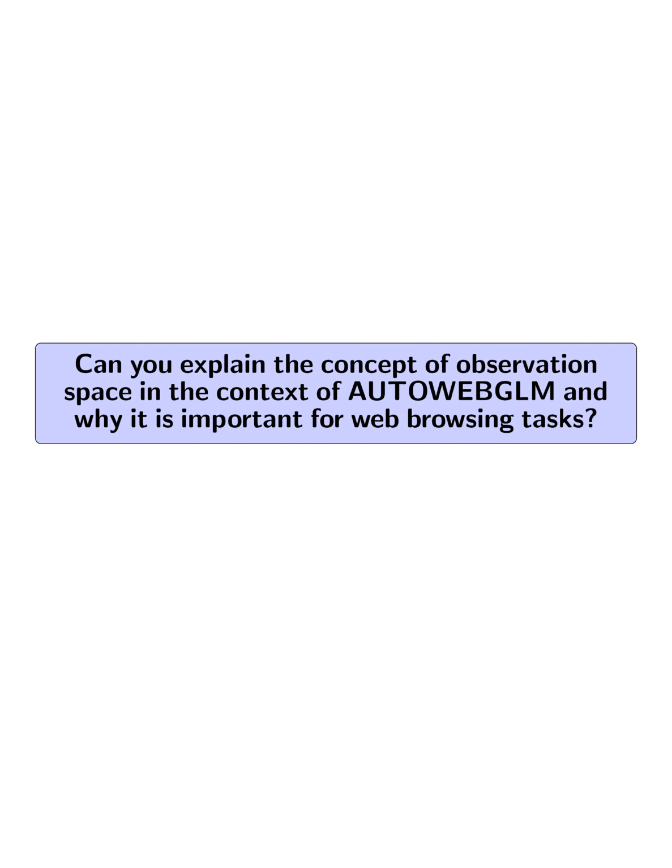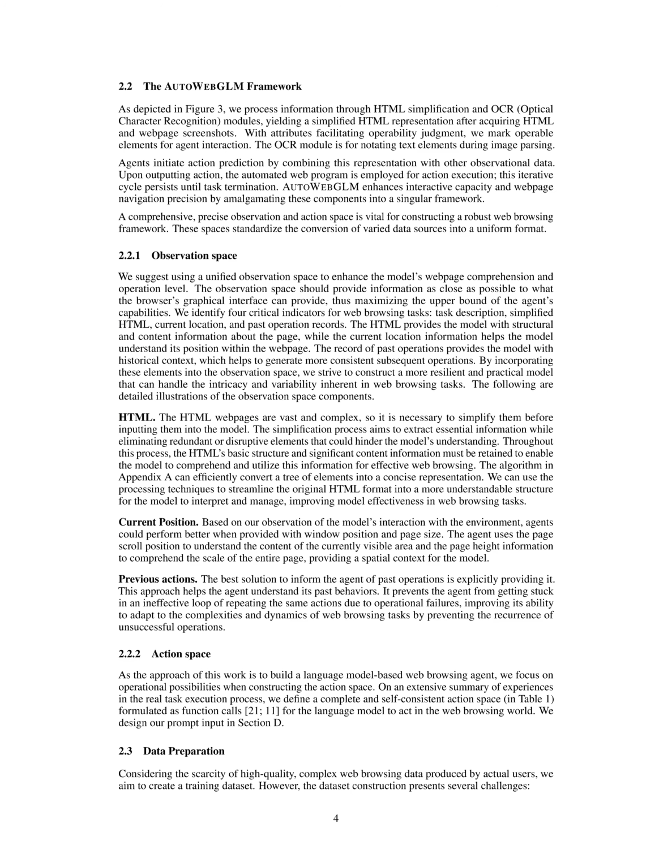Can you explain the concept of observation space in the context of AutoWebGLM and why it is important for web browsing tasks? The concept of observation space in AutoWebGLM refers to the collection of critical indicators that provide essential information for the model to comprehend and operate effectively on web pages during web browsing tasks.